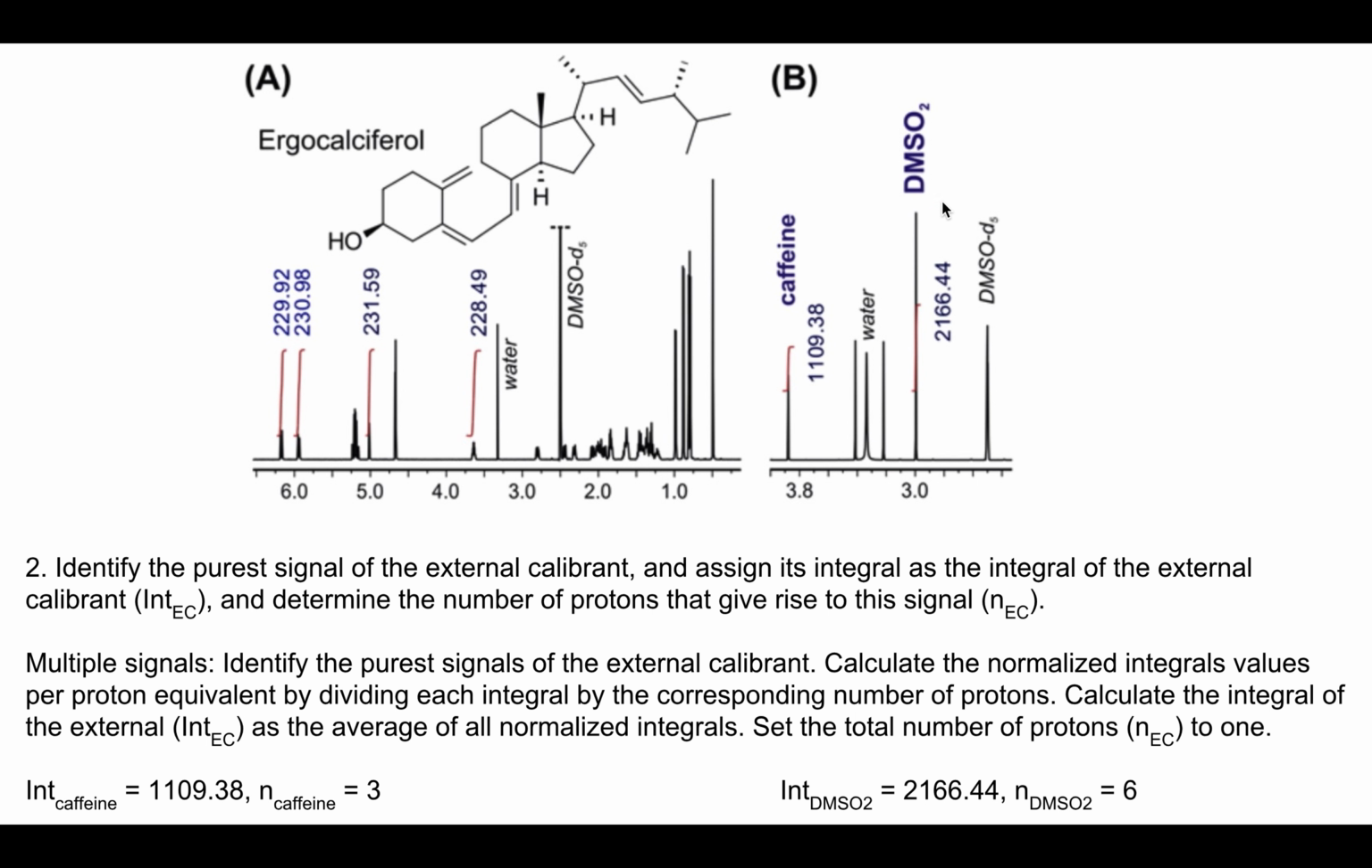So the purest signal for our caffeine is located around 3.85 ppm, and its integral value is 1109.38, and the number of protons that give rise to that signal is 3. The pure signal for DMSO2, its integral value is 2166.44, and the number of protons that give rise to that signal is 6.